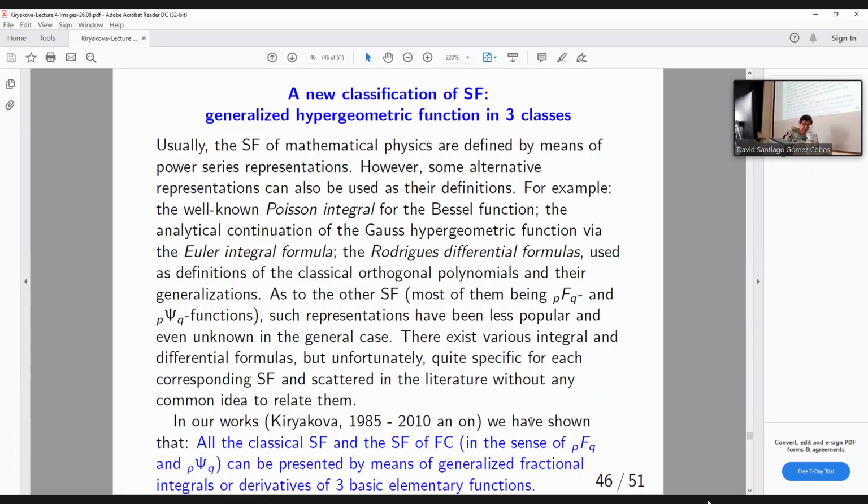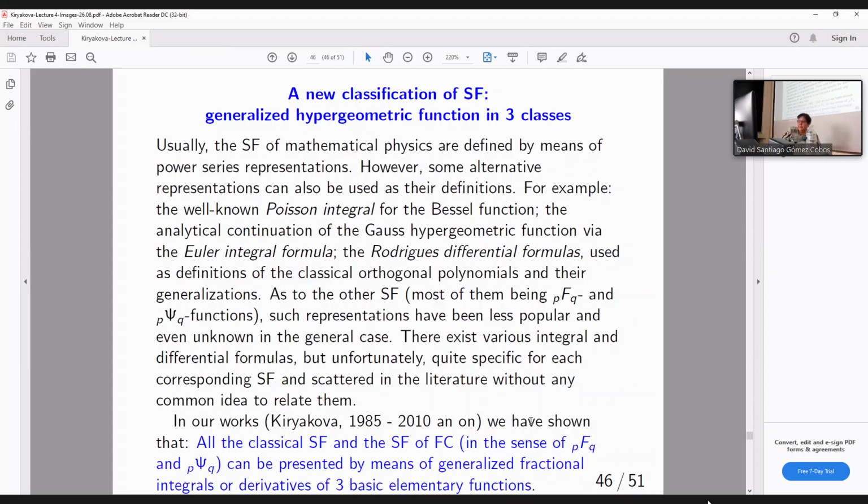And why is it useful? Because for beginners, for applied scientists, all these details are sometimes too much, they don't need them, but they say, oh, this is a special function of this class, similar to Bessel or similar to the Gauss function. So it is expected that the behavior and the properties should be similar, like a very general view on this.